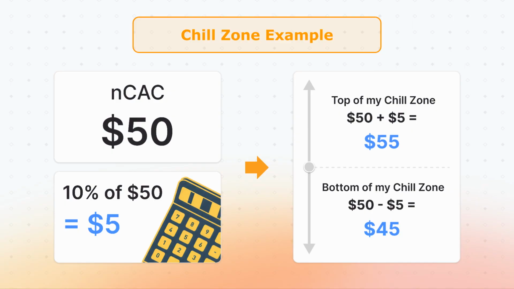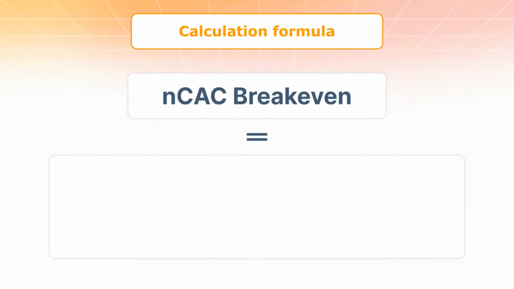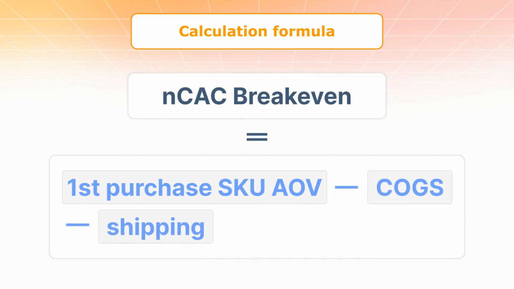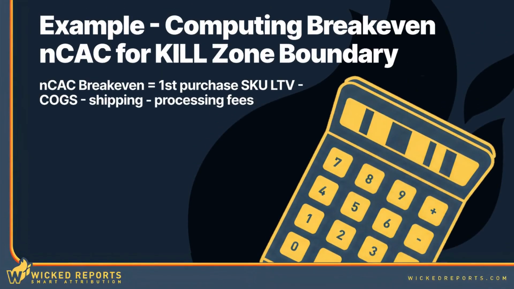Or you could do the math for a more precise NCAC. The formula to calculate break-even NCAC is to take the value of the most common first purchase SKU, subtract the cost of goods sold, the average shipping cost, and the processing fees. So here's a simple example to see how straightforward the math is.